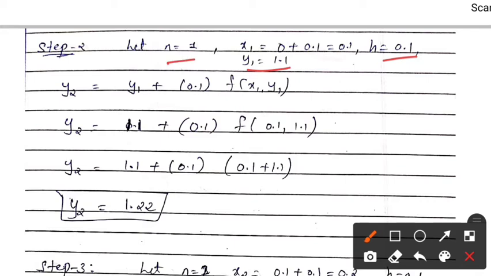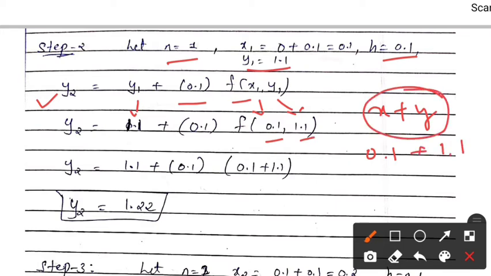Now on putting n equal to 1 in Euler's formula, you get y2 equal to y1 plus 0.1 f of x1 y1. Here I am putting the value of x1 and y1. Again you have f of xy as x plus y. So I will put here 0.1 plus 1.1 in this equation. So you get this equation. On solving this equation, you get 1.22, right?